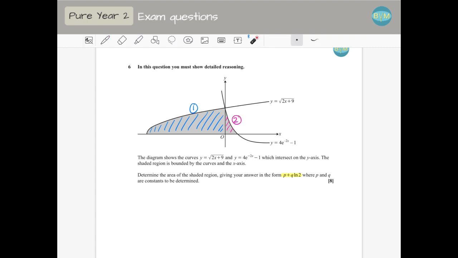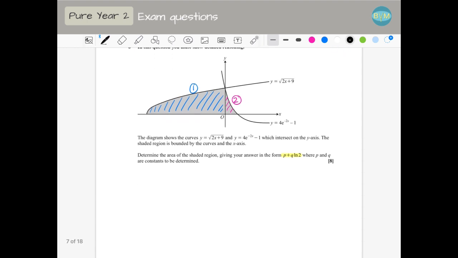For that, we need to find this point and this point. So I want to integrate between this point and 0. This point is from this curve when y is 0. So that's the first thing I'm going to do. I'm going to find the point of intersection with the x-axis. So when y is 0, I have root 2x plus 9 equal to 0, which means 2x plus 9 is 0, which means x is going to be minus 9 halves, or minus 4.5. I said 4.9, sorry, 4.5 or 9 halves.